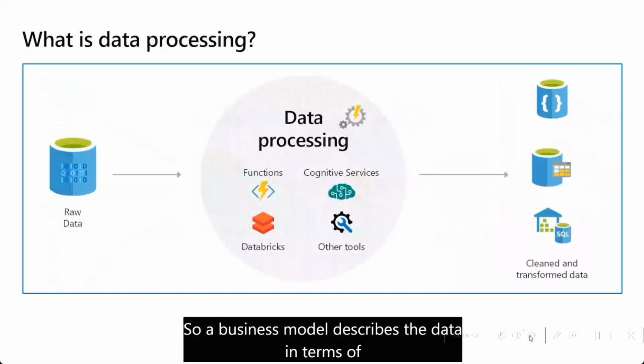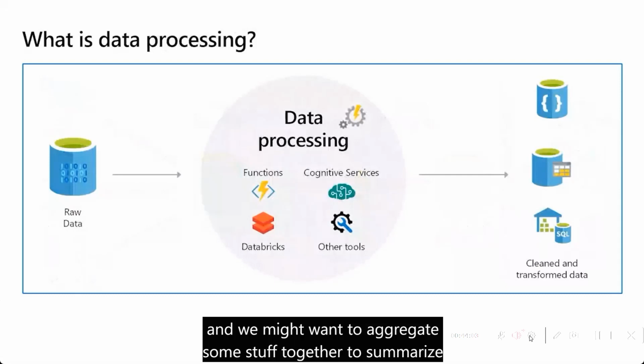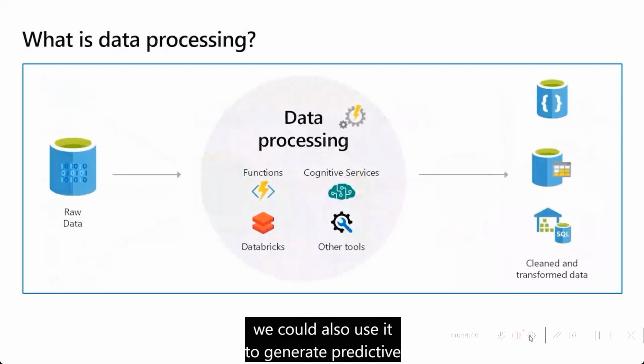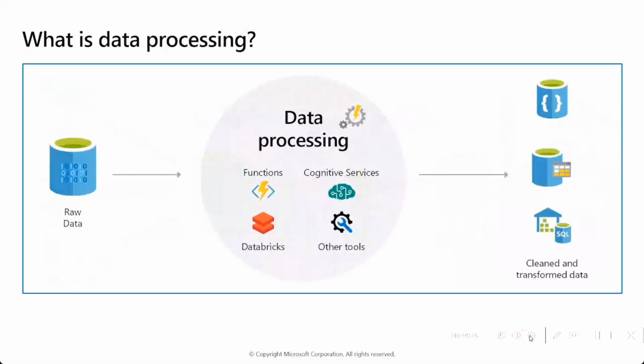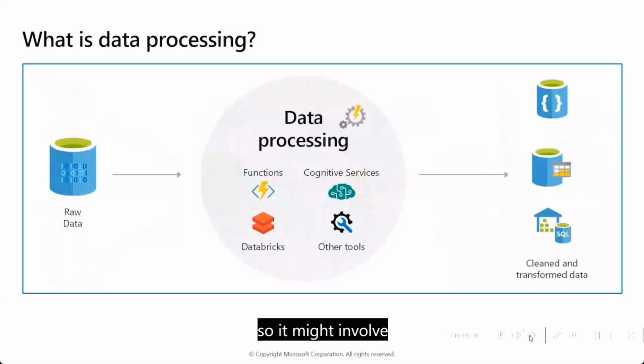So a business model describes the data in terms of meaningful business entities, and we might want to aggregate some stuff together to summarize information. So the data processing stage, we could also use it to generate predictive and analytical models from the data. Data processing can actually be quite complex. So it might involve automating a lot of scripts.